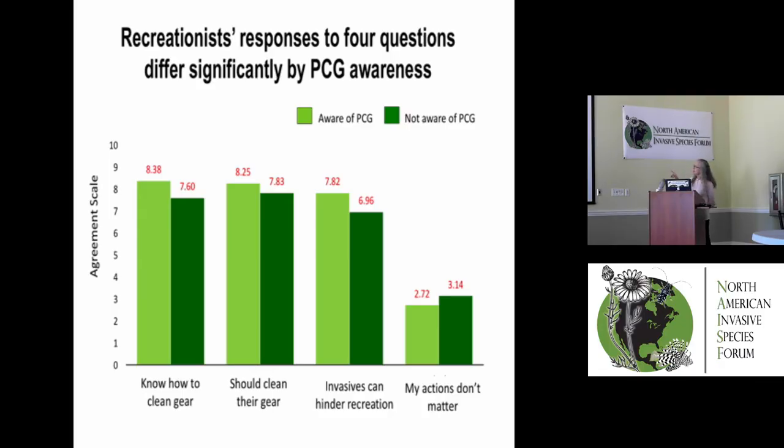These numbers are not exactly clear because they're all relatively close, but this is on an agreement scale of 0 to 10. These are some of the specific questions we asked, and all of the numbers in red are significantly different from each other. As you can see, those who were aware of Play Clean Go were much more likely to report that they know how to clean their gear, that they should clean their gear, and that invasive species impact them personally. They were less likely to say my actions don't matter. So, in other words, with that double negative, they believe that their actions do matter and it's up to them to do something. It made a significant difference, even with that small number who had actually heard or seen the campaign materials.